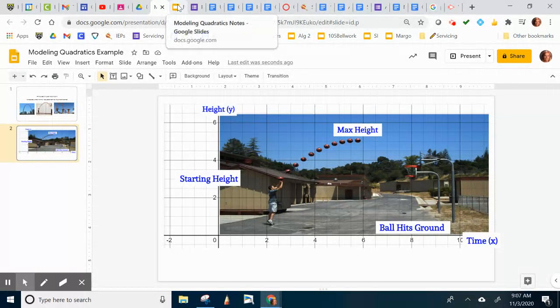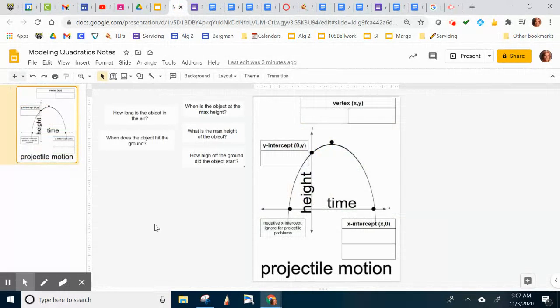Let's take a look at it in our notes. So please open up your modeling quadratic notes in Google Slides. And we're going to be focusing on projectile motion here. So I'll go back and forth to the slide I just showed you so we can figure things out. So the first thing I want to point out, again, is our x-axis is time and our y-axis is the height. These are your x-intercepts, the spots where your graph touches the x-axis. This is the vertex, where that curve is in the graph. And this is the y-intercept, where your graph touches the y-axis.